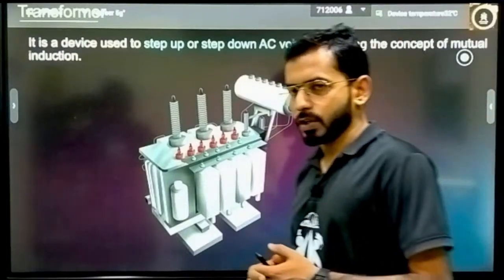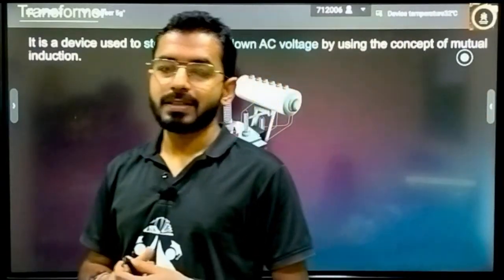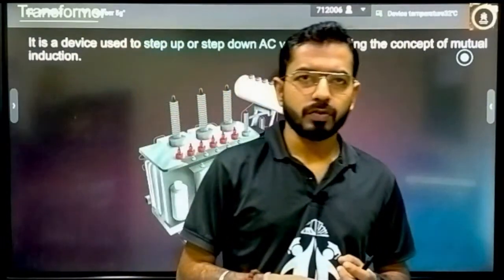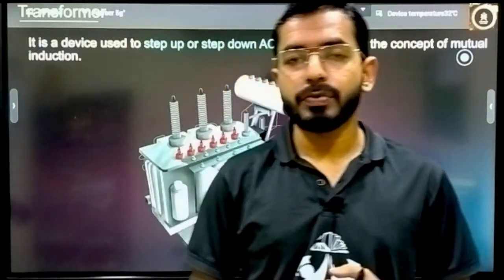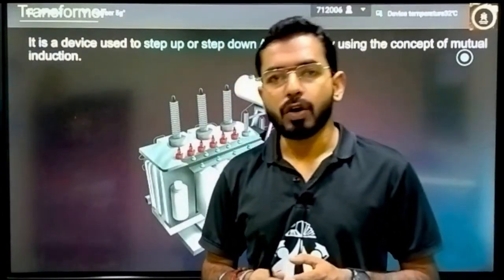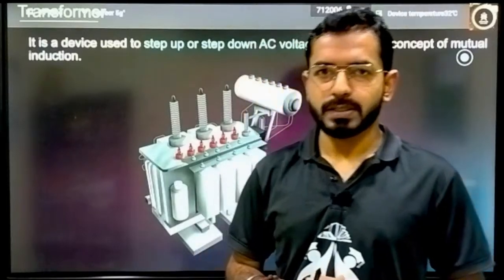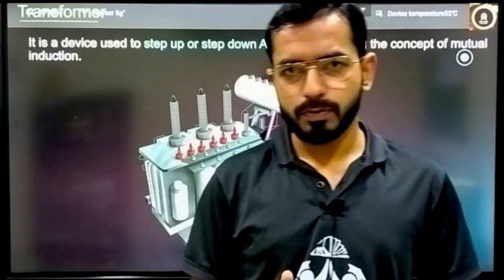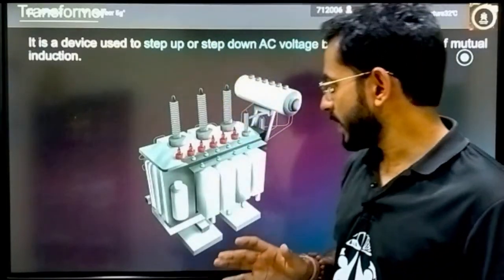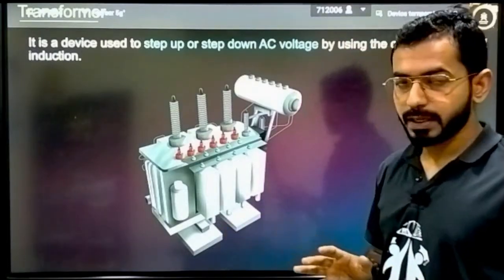Now the last topic for this chapter is the transformer. In the last chapter, when we were talking about applications of electromagnetic induction, we also discussed transformers. It is very important from your board exam point of view, and that's why I have given you the complete diagram and everything.